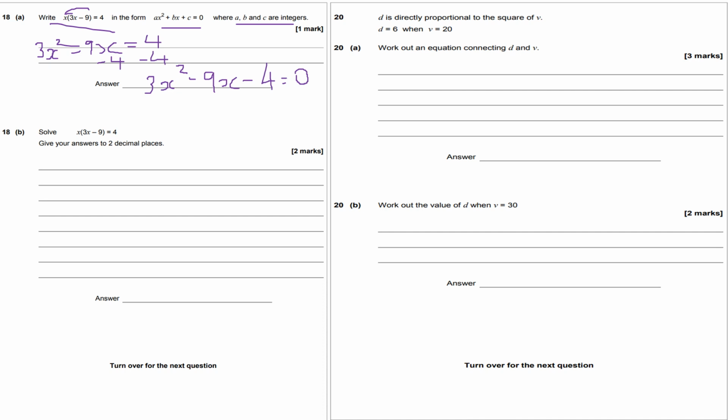For part B, solve the equation, give your answer to 2 decimal places. The equation here is 3x squared minus 9x subtract 4 is 0. A little hint, guys: it's a calculator paper, so if it says give your answer to 2dp, then I'll be using the quadratic formula, or the completing the square method. The quadratic formula is given to you on the sheet for this year's exam: x is equal to minus b plus or minus the square root of b squared minus 4ac all over 2a.